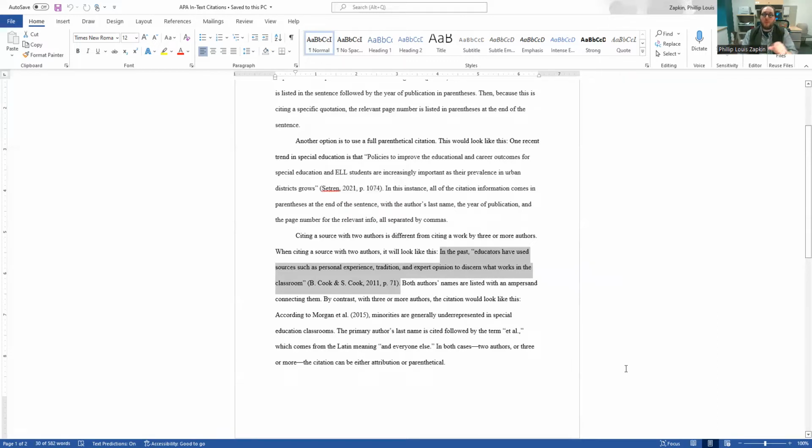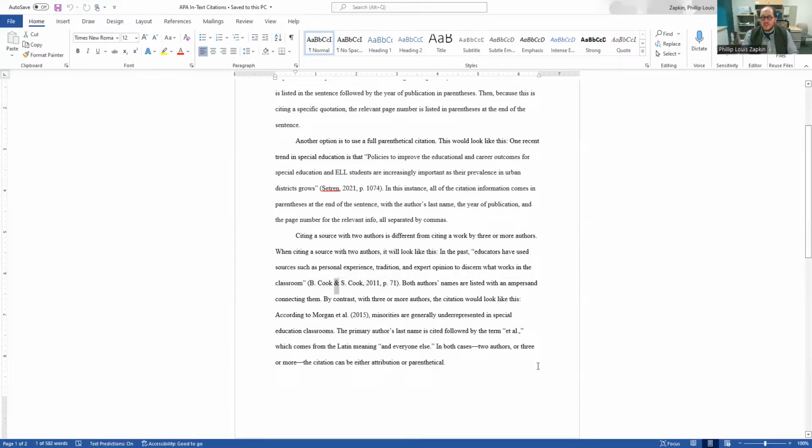And this is a full parenthetical citation. In the past, quote, educators have used, et cetera, parentheses, in this case, B. Cook and S. Cook, 2011, P period 71. All that information divided by commas. So in this case, we have two authors, and because they have the same last name, the way you cite that in APA is you give us the first initial. So if this was Cook and Brown, this would be Cook ampersand Brown. So that's one thing here.